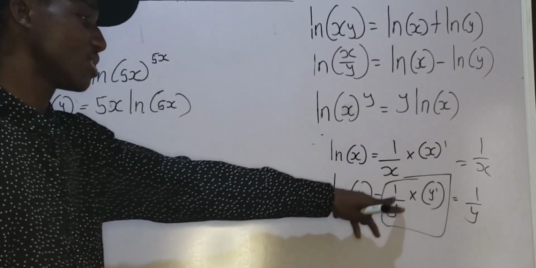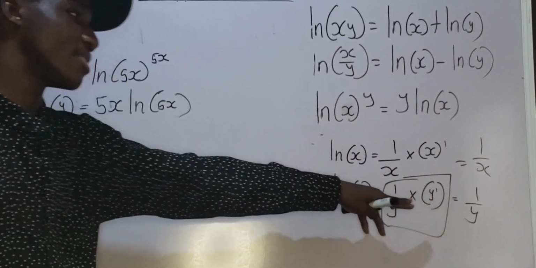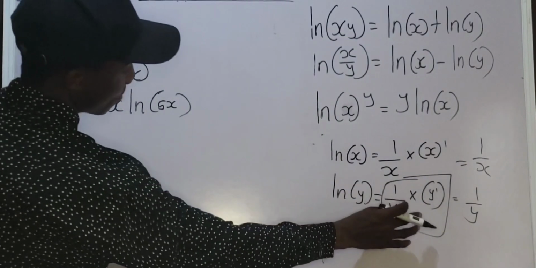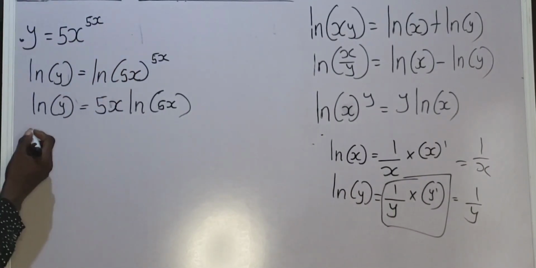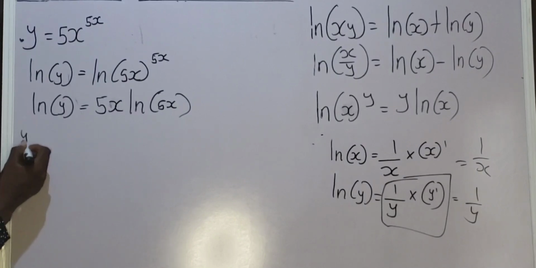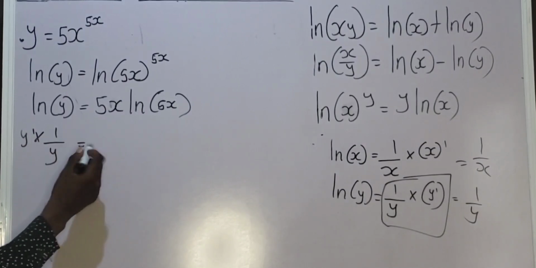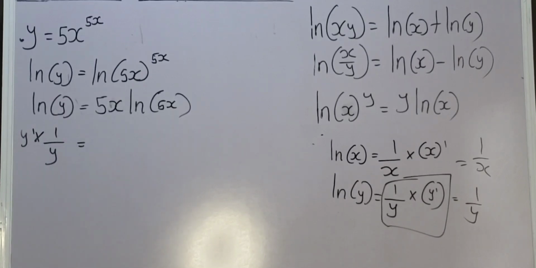Ln y is what? 1 over y multiplied by the derivative of y, which is equal to 1 over y. But for the sake of the derivative of y, I'm going to use this. So I'm going to have the derivative of y multiplied by 1 over y is equal to, now differentiate the right hand side of this equation.